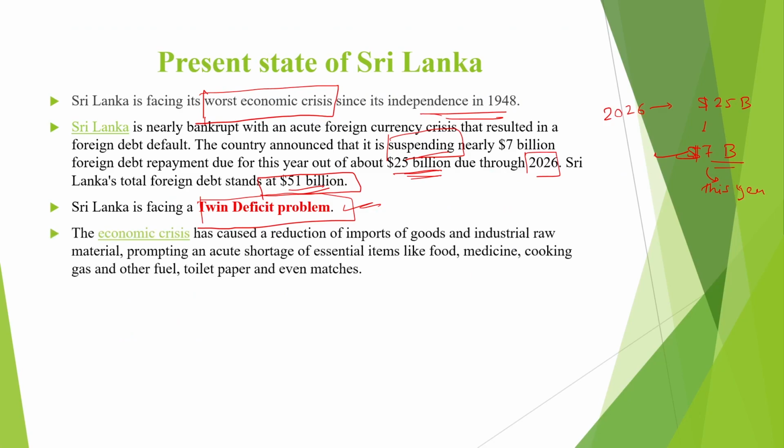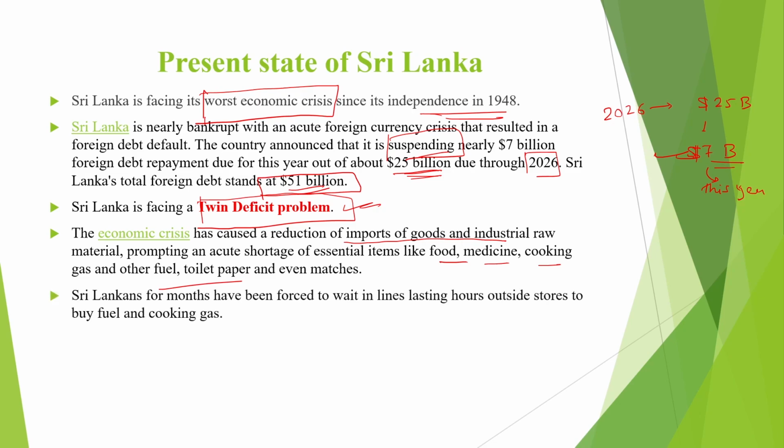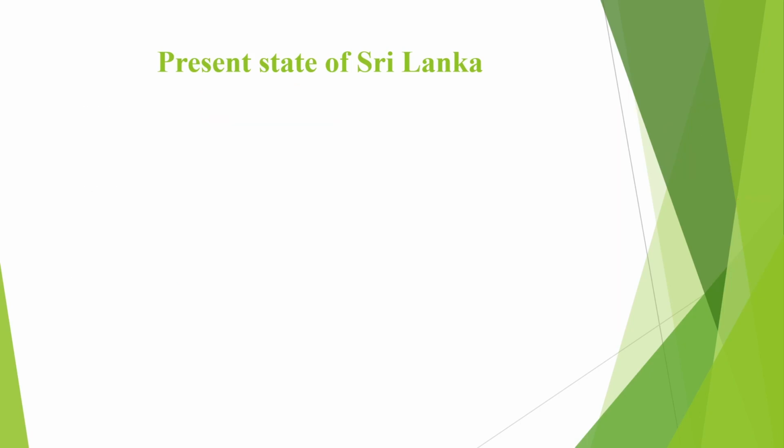Next, because of this twin deficit problem, Sri Lanka is facing a reduction of imports of essential items like food, medicine, cooking oil. Sri Lanka is facing an acute shortage of all of this. As a result, people are having to wait in long lines to get even essential items like food, medicine, cooking gas, fuel, and all of these things. For simple things which we take for granted, people in Sri Lanka are having to struggle. This is a very, very serious problem that Sri Lankans are facing.